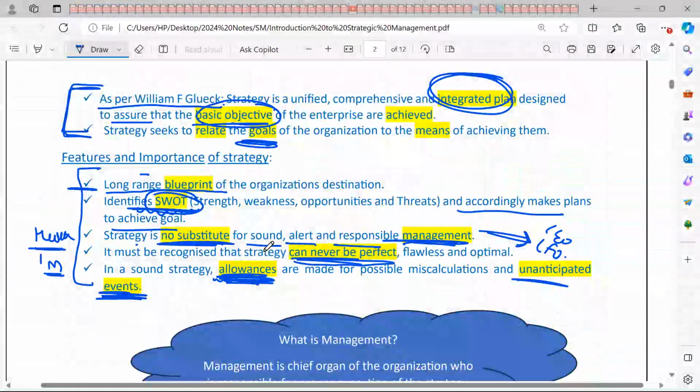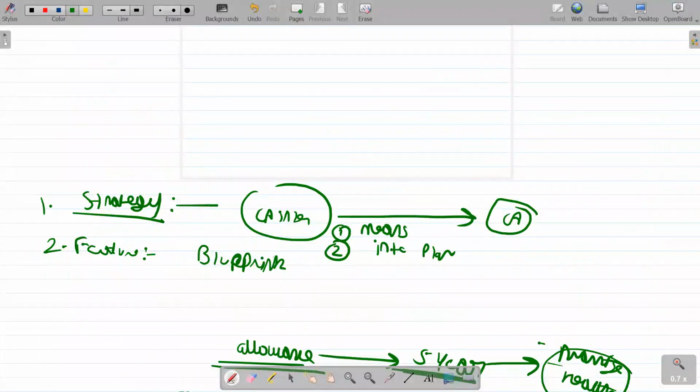You just have to focus on the yellow part. Automatically, you will be able to add grammar to this and make the sentence. Okay. It is a blueprint, a long range blueprint. Second thing, what? You have to keep in mind SWOT analysis.